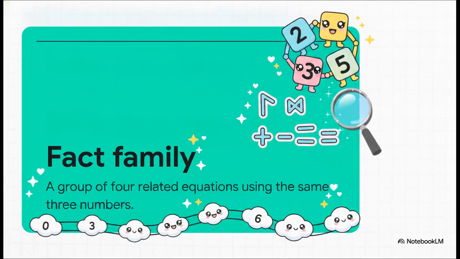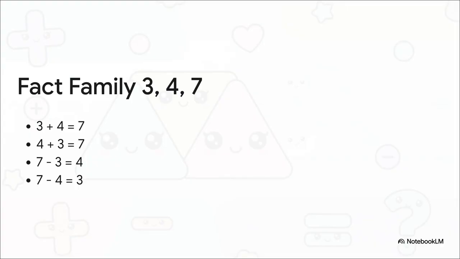Our first big magical tool for today's quest is something called a fact family. A fact family is simply a group of four related equations that all use the exact same three numbers. You can kind of think of them as a team of numbers that always stick together. They are totally connected, and they actually help each other out. Let's watch how these numbers magically swap around.